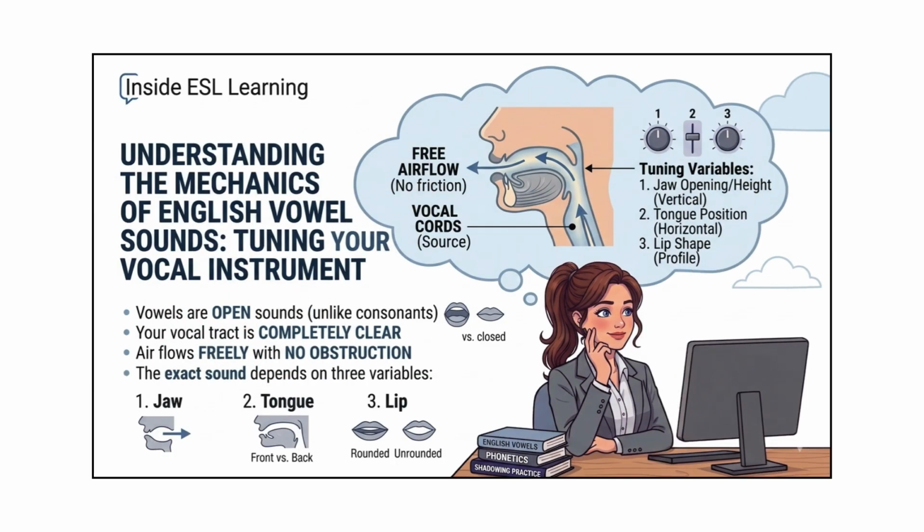To master these new destinations, we have to look at the physical mechanics of speech. How do we actually produce a vowel? By definition, vowels are open sounds. Unlike consonants, where your lips, teeth, or tongue block the air, with a vowel, your vocal tract is completely clear. As shown in this sagittal diagram, air flows freely from your lungs through your throat without any friction or nasal obstruction. It's an open road. The sound originates at your vocal cords and is shaped entirely by 3 physical tuning variables: your jaw opening, your tongue position, and your lip shape.